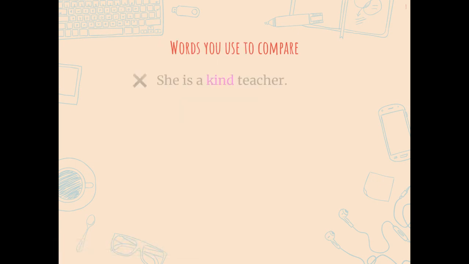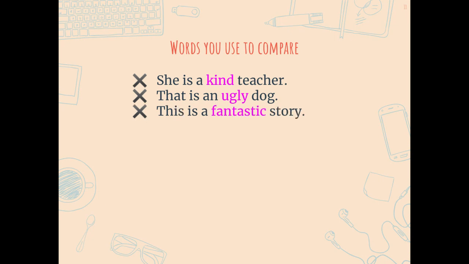Words you use to compare. She's a kind teacher. Kind is a word you can use to compare. That's an ugly dog. That's another word you can use to compare. Or this is a fantastic story. These words, kind, ugly, fantastic, we call adjectives. And an adjective is a word that says something about a noun.